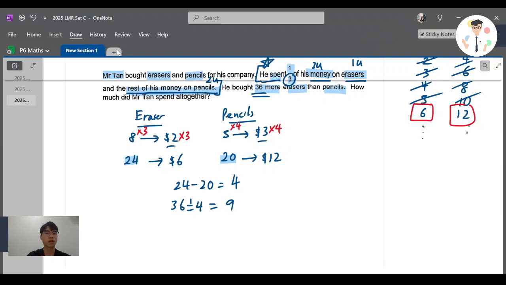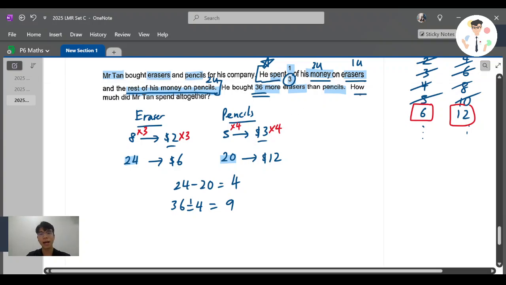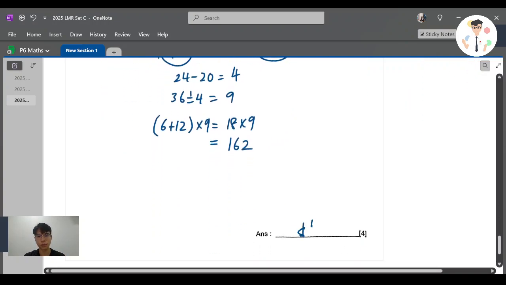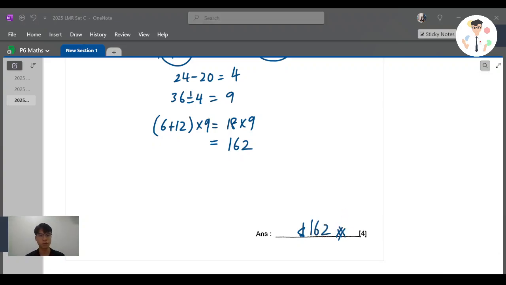Okay, but now let's read the question, the main part. How much did Mr. Tan spend altogether? This means I need to find the real amount here and here, and add together. So what I need to do is 6 plus 12, and I times 9. Of course, you can also times 9 here, then add together. So it's 18 times 9, and the answer is $162. And that is the answer for this question.